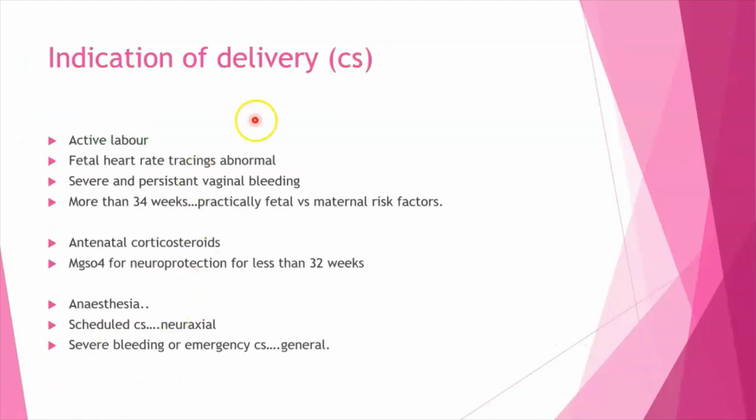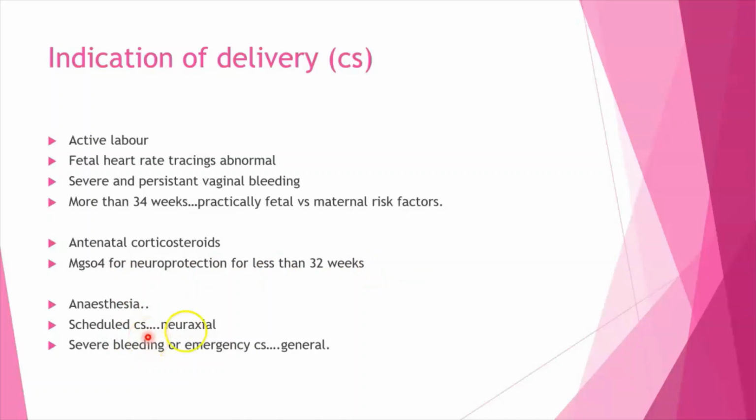Now, what are the indications of delivery? Delivery, that is cesarean section, is done if the patient is in active labor, fetal heart rate tracings are abnormal, or there is severe and persistent vaginal bleeding. Practically, if more than 34 weeks, we need to evaluate fetal versus maternal risk factors. Antenatal corticosteroids are very important, and also magnesium sulfate for neuroprotection for less than 32 weeks.